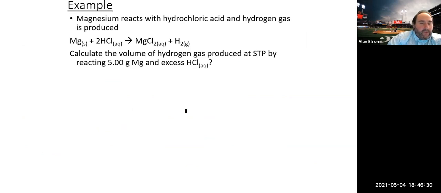We got a little reaction of magnesium with hydrochloric acid. Also experiment 12, I think is that experiment. We put some magnesium and hydrochloric acid together, and it's going to produce some hydrogen gas. We want to know how much hydrogen gas we would produce there at STP conditions, and a couple of numbers that might be helpful for you from the periodic table: magnesium is 24.31, it looks like, and maybe hydrogen 1.008.